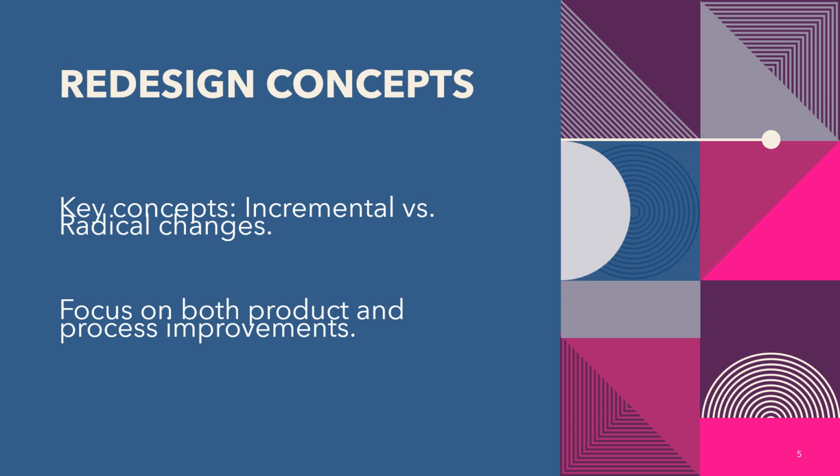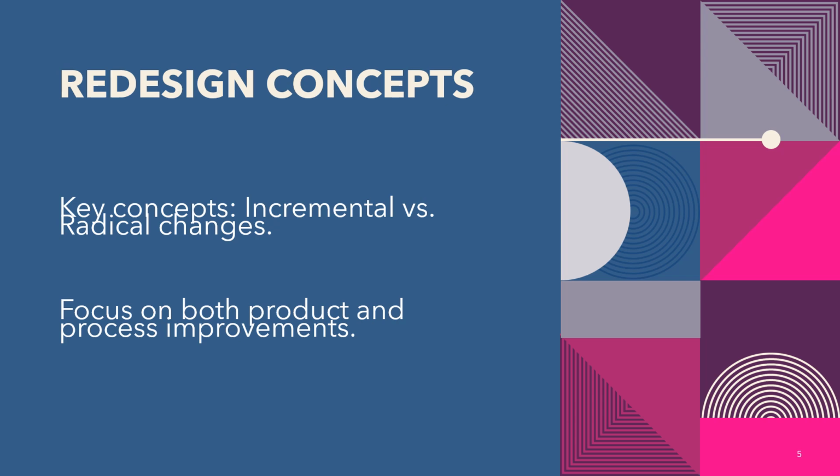When it comes to redesign concepts, it can involve either incremental or radical changes. Both product and process improvements should be the focus. To go into more detail, incremental changes are small, continuous improvements made over time. These are often easier to implement and less disruptive to the organization. We don't have to change many things when doing incremental changes. These are very easy to implement and take much less time compared to the other approach.